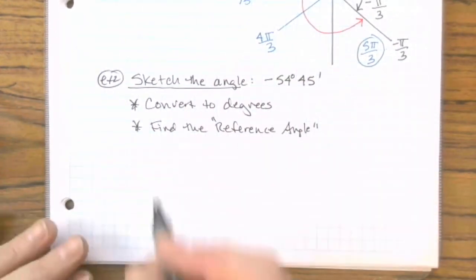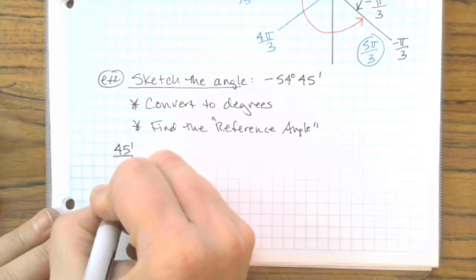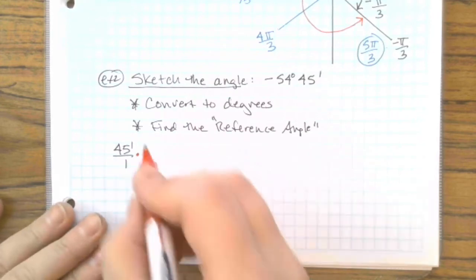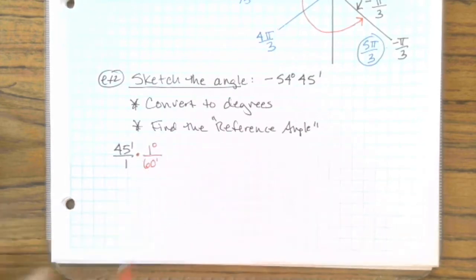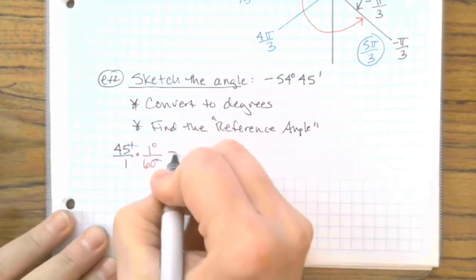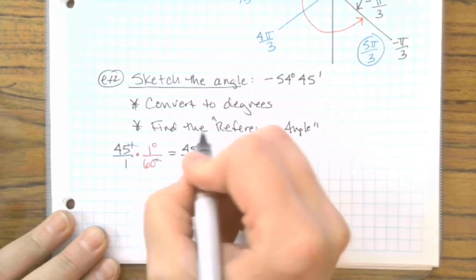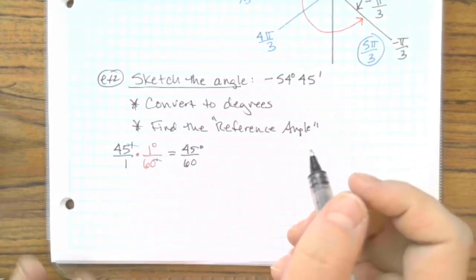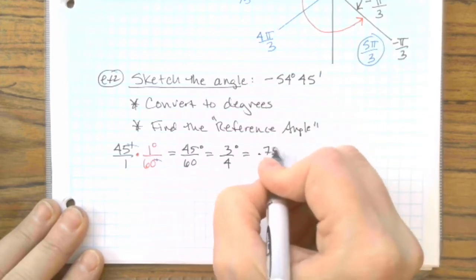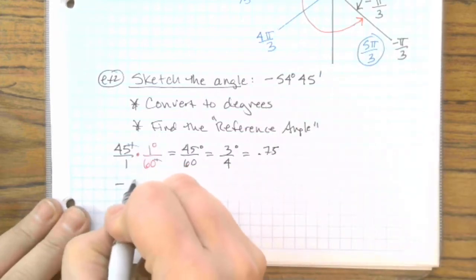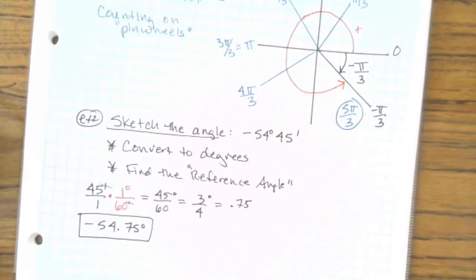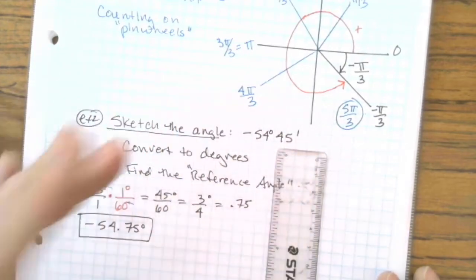Okay, so let's do the easy part, which is to convert to degrees. The 54 is fine. I need to take 45 minutes over 1, and I need to go to degrees. So there are 60 minutes in a degree, so 1 degree over 60 minutes. So minutes cancel out, and I've got 45 over 60 degrees, which is 3/4 or 0.75. So my angle is negative 54.75 degrees. All right, so we're going to sketch where this angle is.